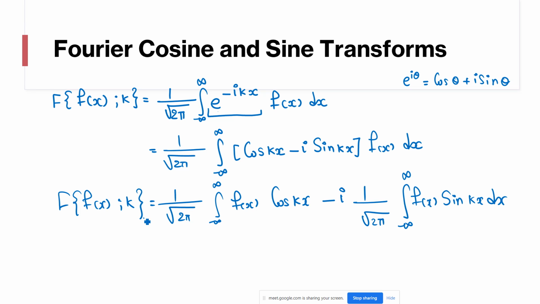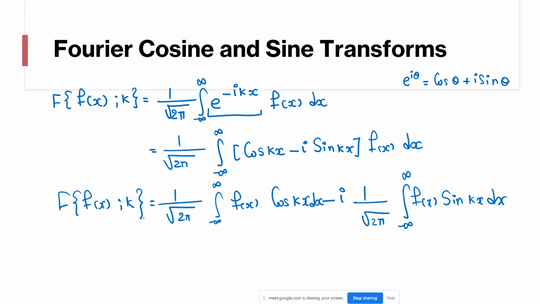We have been using this formula for some time now. What we did this time is just expand e raised to i theta. I got one term with cos kx and one with sin kx. Now over here we know that cos is an even function and sin is an odd function. So we are going to make two cases.